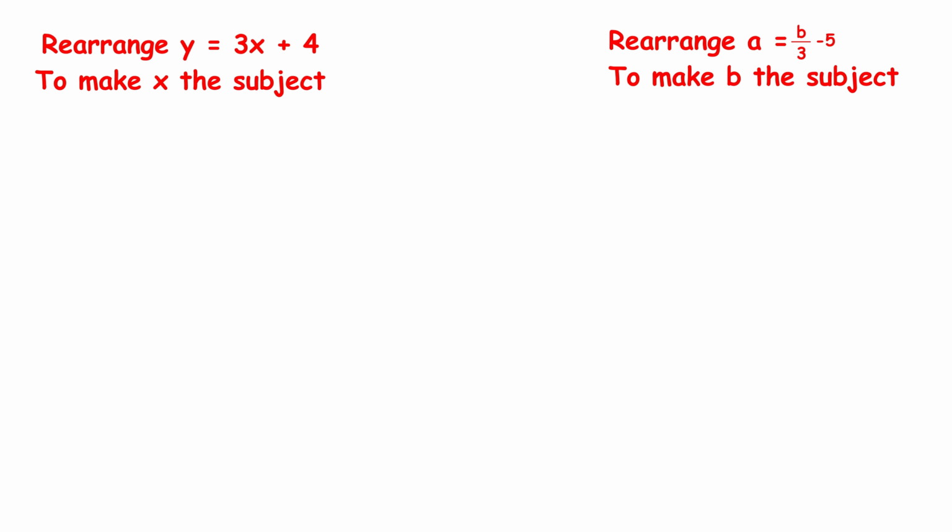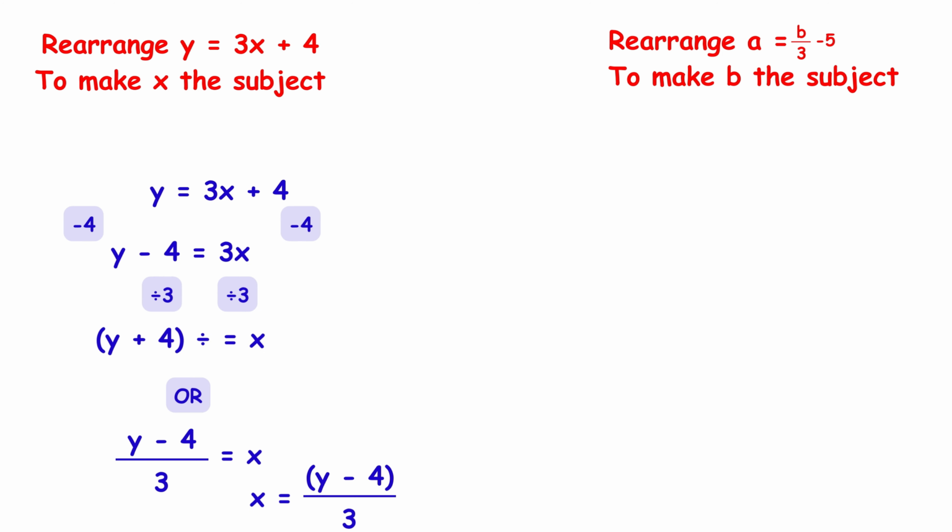In this first question on the left, they're asking us to make x the subject, so we need to end up with just an x on the left-hand side equals something on the right. To do this, we first of all want to get the x by itself by getting rid of this 4 and this 3. So to get rid of the 4, we take our equation and just subtract 4 from both sides, giving us y minus 4 equals 3x. And to get rid of the 3, we just divide both sides by 3.